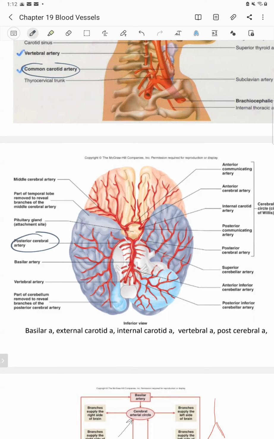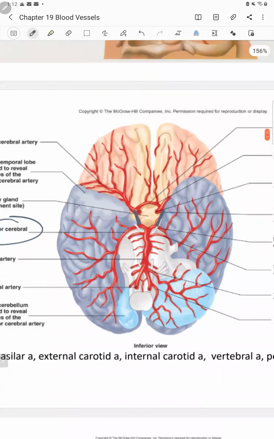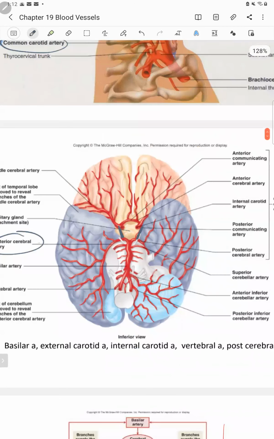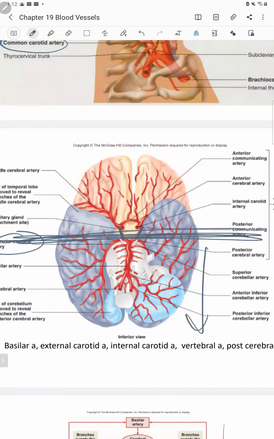Then you have this communicating blood vessel. If you divide the brain in half, you'll have the posterior aspect and the anterior aspect.